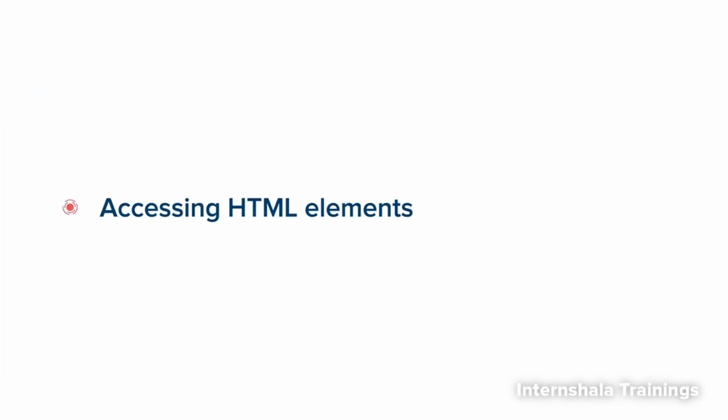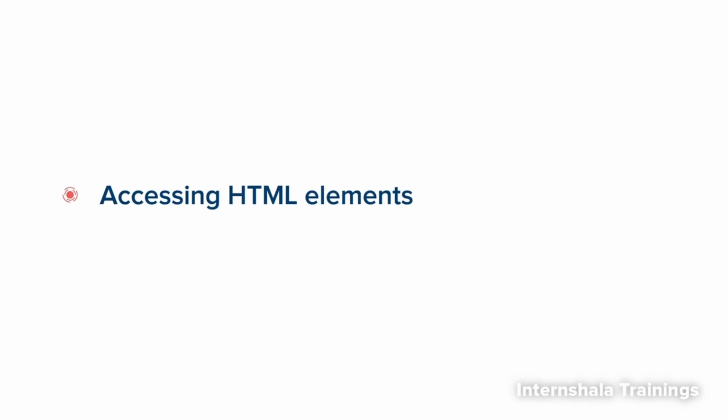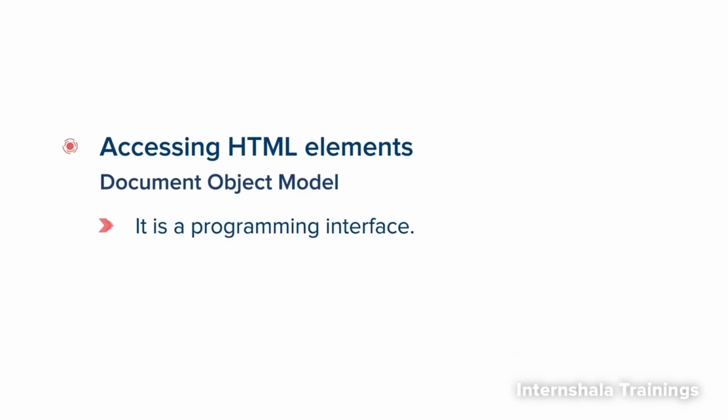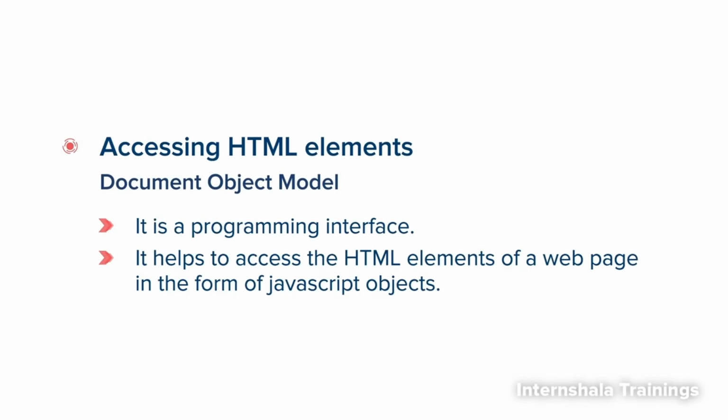Let us see how we can capture JavaScript events. But first, we need to understand how JavaScript can access the HTML elements of the web page. We can access the HTML elements of a web page using DOM. DOM stands for Document Object Model. It is a programming interface that helps to access the HTML elements of a web page in the form of JavaScript objects. JavaScript has a predefined object with the name document that has some predefined properties and methods in it. Using this document object and the methods it has, we can access any HTML element on the web page.